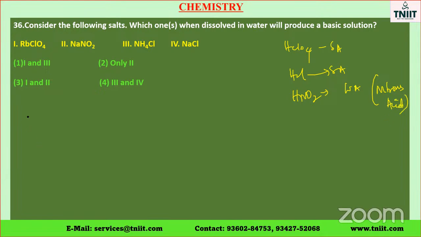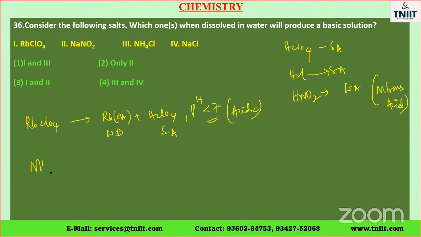Now, if we take rubidium chlorate, RbClO3, and dissolve it in water, we get RbOH plus HClO4. This is a strong acid and this is a weak base. So since it's a strong acid, pH will be less than 7. It forms an acidic solution. Likewise, if you take NH4Cl, ammonium chloride, when dissolved in water, we get ammonium hydroxide and HCl. This is a weak base and a strong acid, so pH will be less than 7 and it will be acidic.